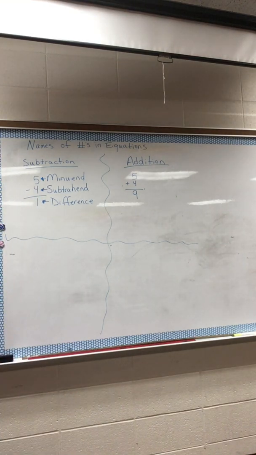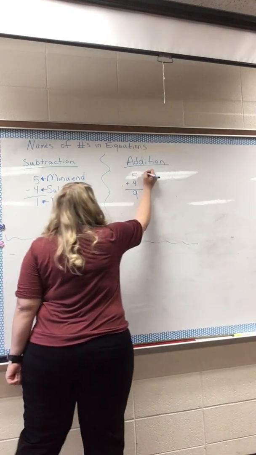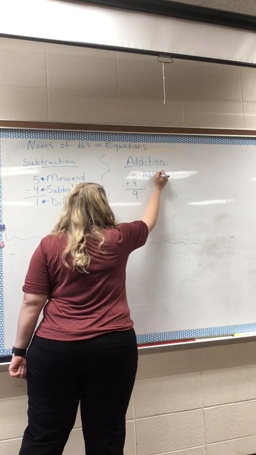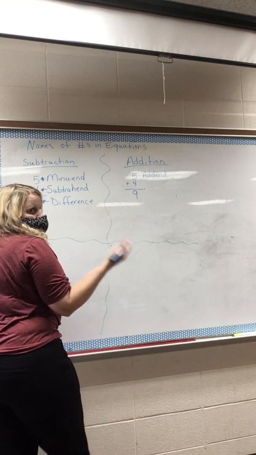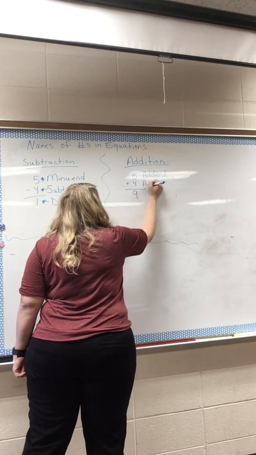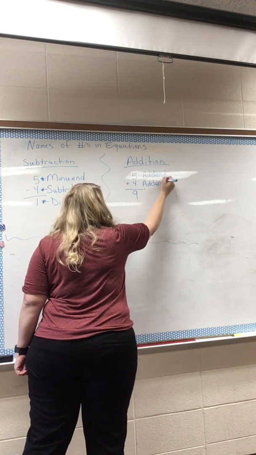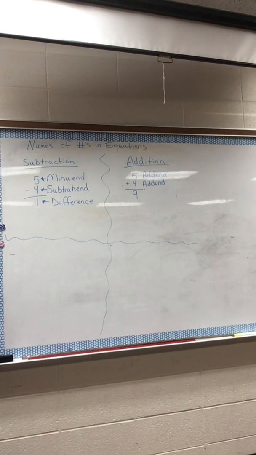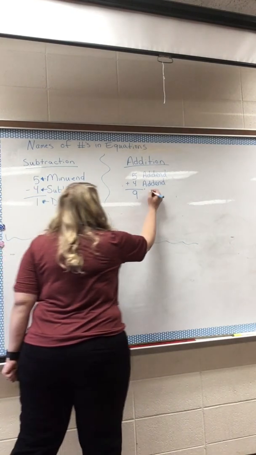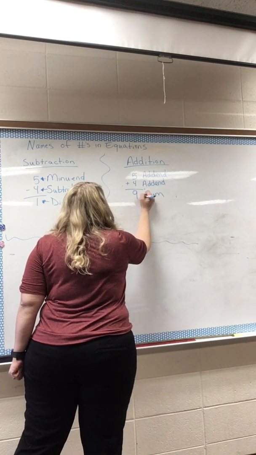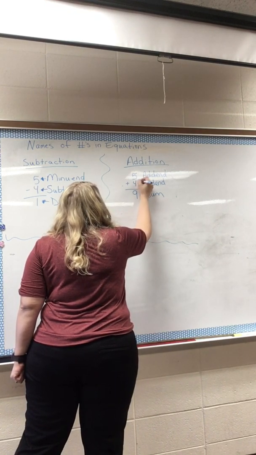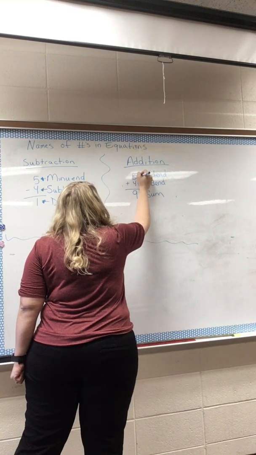Okay. What do we call the 5? Remember? Addend. Right. The addend. And then the 4, does it have a special name? No. It's the same thing, right? Because we're adding. Because commutative property says we can switch those around, so they're the same thing. And then what is the answer? Sum. Right. So. What arrows are on there?